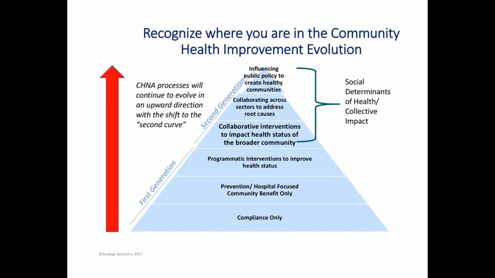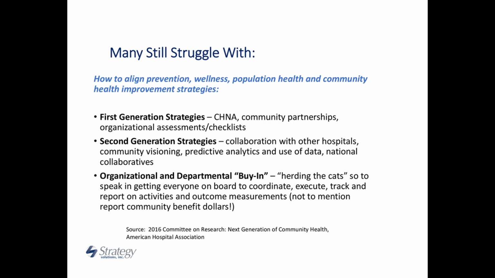And what I found is that there are organizations that are sort of all across the continuum as we move to the second curve. And there's actually a great research brief done by the American Hospital Association on this idea of aligning prevention, wellness, population health, and community health improvement strategies. And I've labeled that previous graph with both the first and second generation strategies because, again, many organizations are on this journey of trying to figure it out.